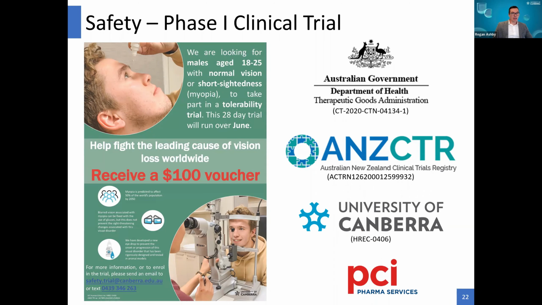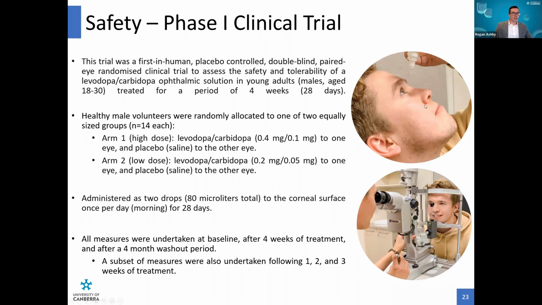So on the completion of this data, we moved on to a phase 1 clinical trial in humans through our Therapeutic Goods Administration, the equivalent of the FDA in Australia. Now, this trial was a first-in-human, placebo-controlled, double-blind, paired-eyed, randomized clinical trial, and its job was to assess both safety and tolerability of levodopa carbidopa ophthalmic solution in young adults. In our case, this was males aged 18 to 30.